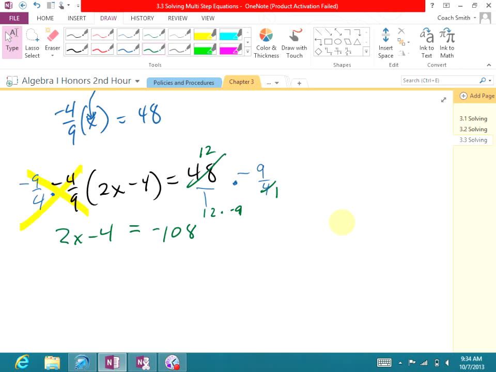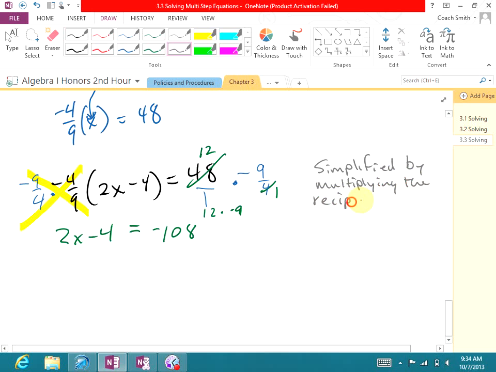So I simplified. So right here, I simplified by multiplying the reciprocal to both sides. Now, please understand, okay? Let me solve this and then I'll go into that part. 2x minus 4 equal negative 108.